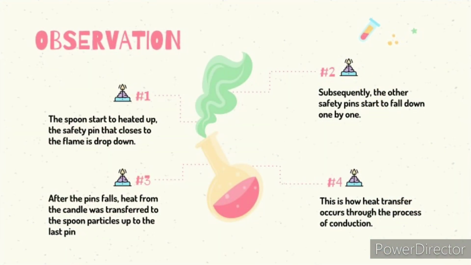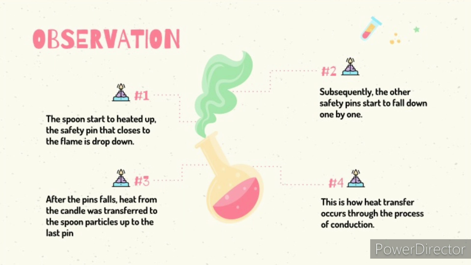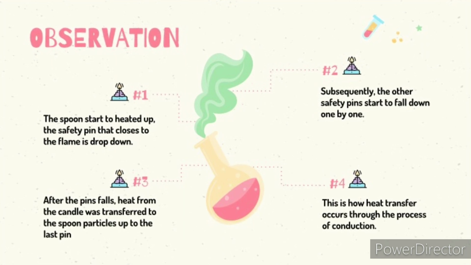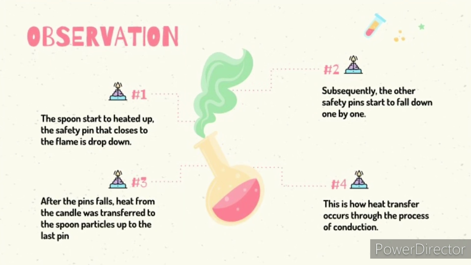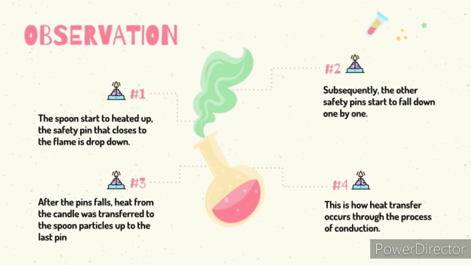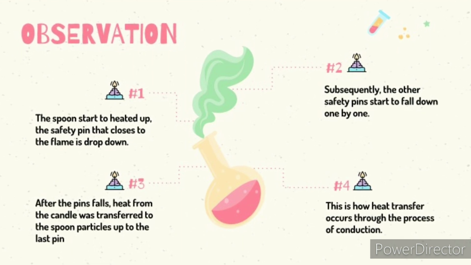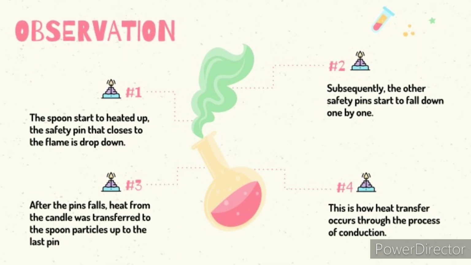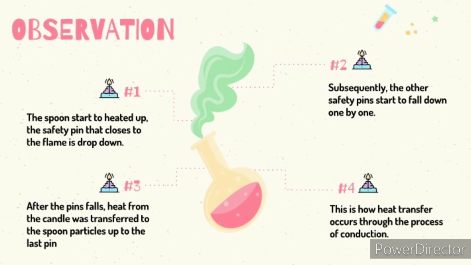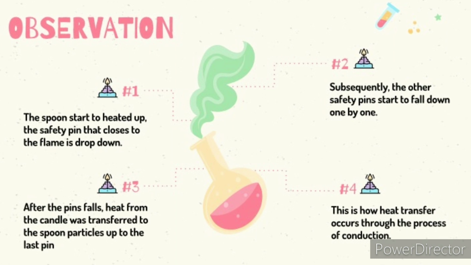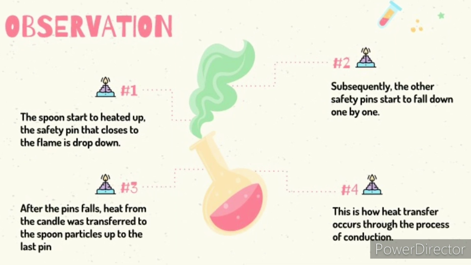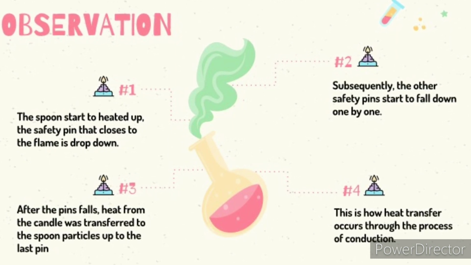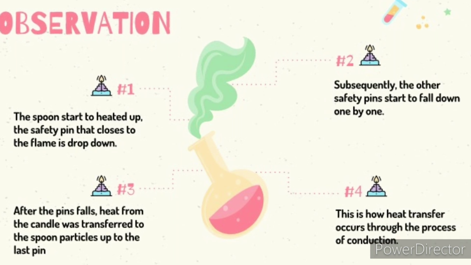From the experiment that we observe, the spoon starts to heat up. The safety pin that is closest to the flame drops down. Subsequently, the other safety pins start to fall down one by one. After the pins fall, heat from the candle was transferred through the spoon particles up to the last pin. Lastly, this is how heat transfer occurs through the process of conduction.